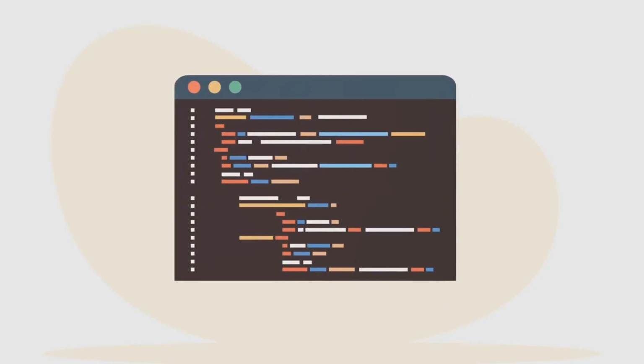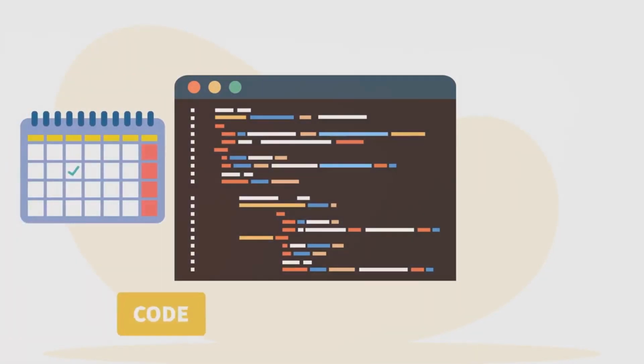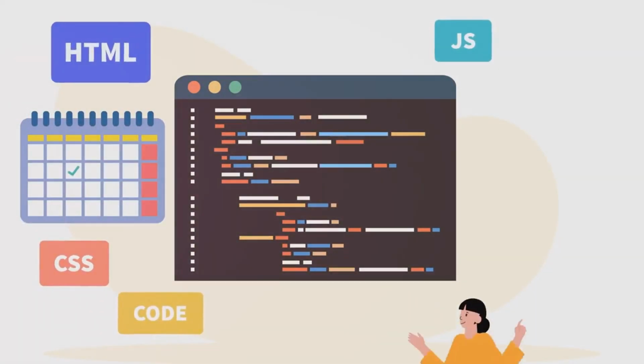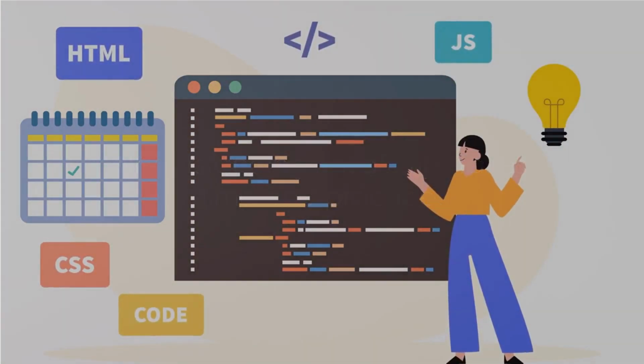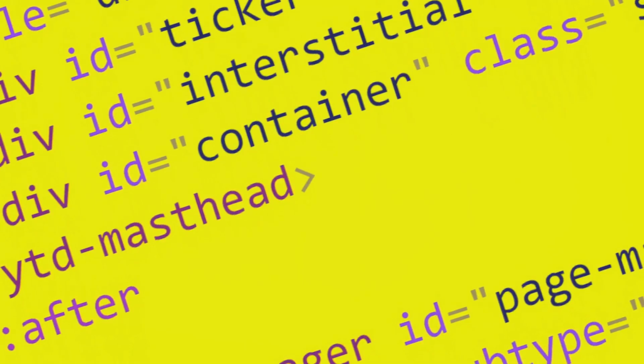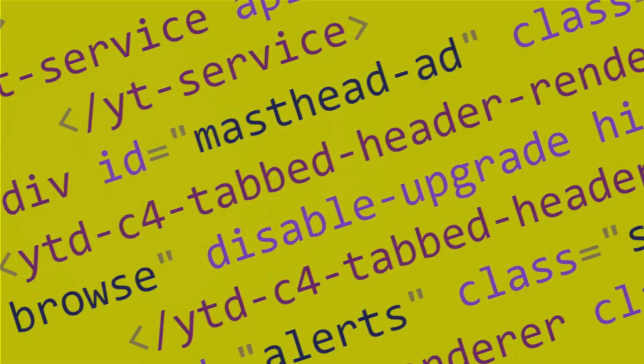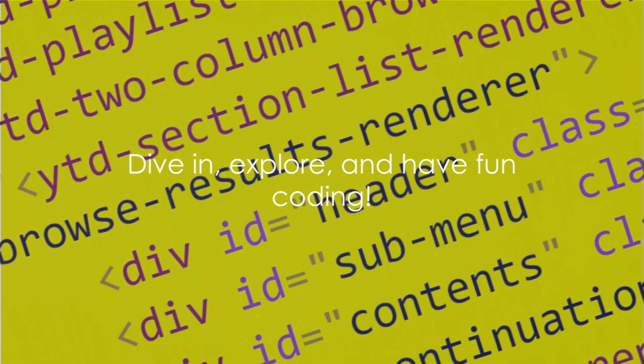Finally, we wrapped up with the DOM, understanding how it allows JavaScript to interact with HTML and make web pages dynamic and interactive. Remember, understanding JavaScript is like learning a new language. It takes time and practice. But with these 5 sections as your guide, you're well on your way to becoming fluent in the language of the web. So dive in, explore, and most importantly, have fun coding.